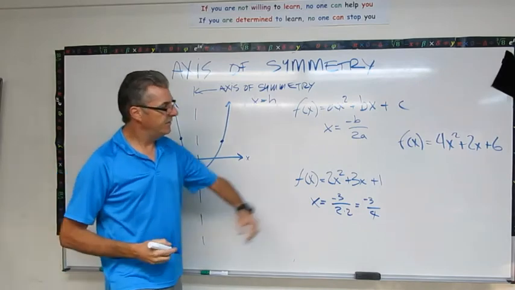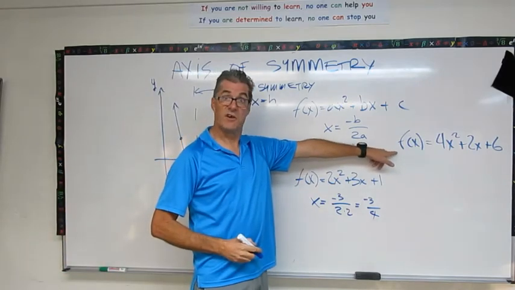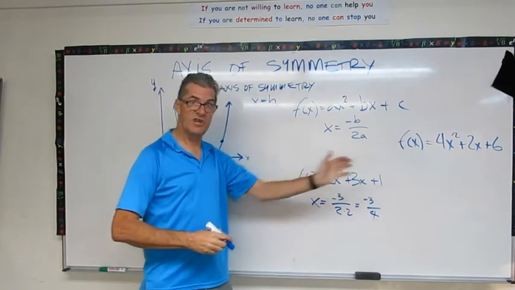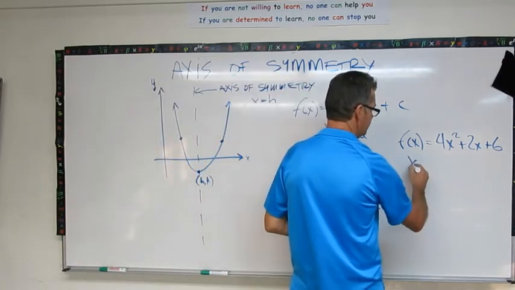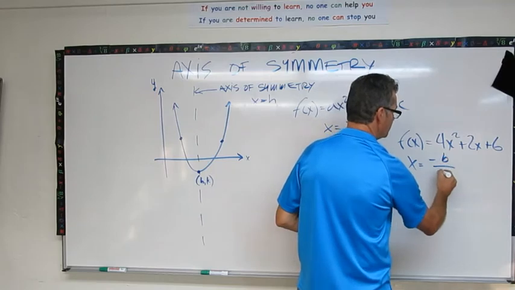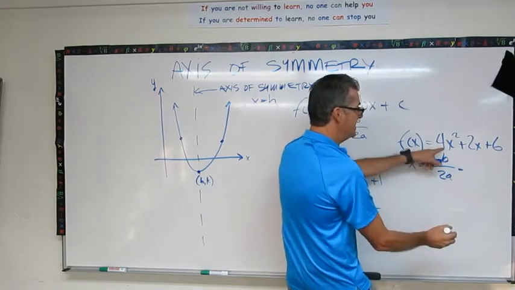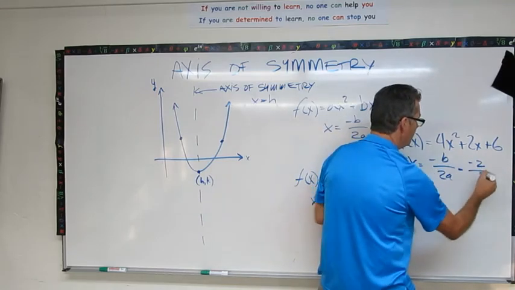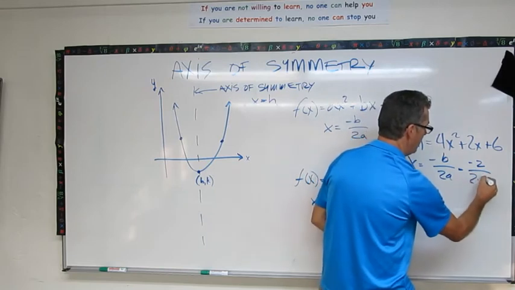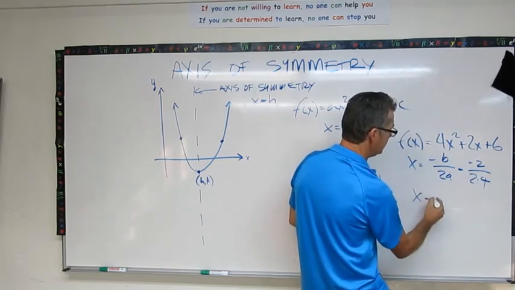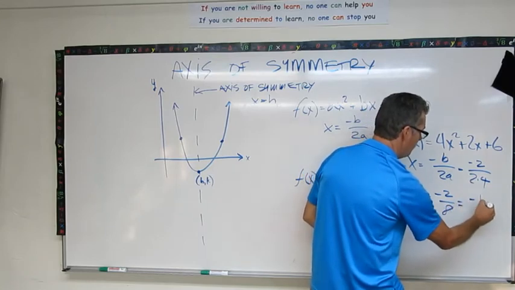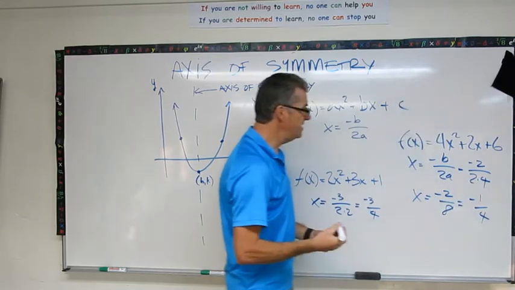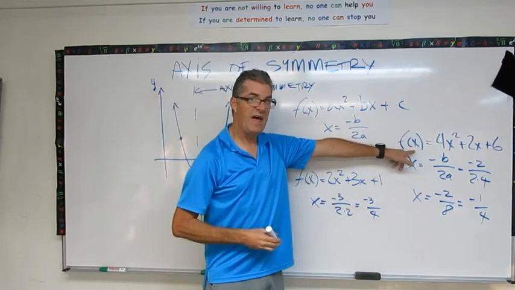All right, so see if you can find the axis of symmetry for this function. Pause the video, give it a shot. Okay, let's see how you did. It's going to be x equals minus b over 2a, which is going to be negative 2 over 2 times 4, which is going to give us x equals negative 2 over 8, which is negative 1/4. So that will be the axis of symmetry for that function.